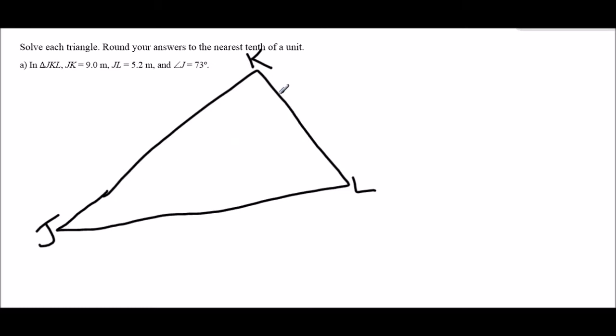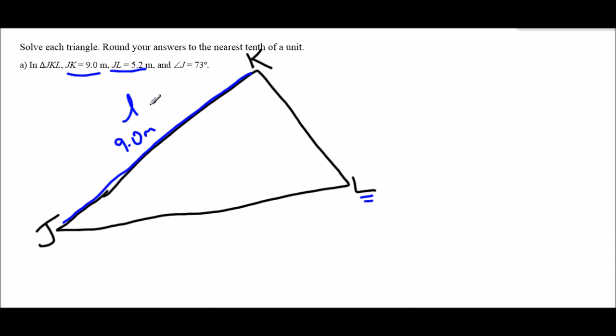Now I'm going to label the other sides. In the information I'm given, the other sides are named JK and JL. So obviously this is side JK. We can also call it side little l because it's the side opposite vertex L, so we could use a lowercase l to identify the side. And it is 9.0 meters in length.